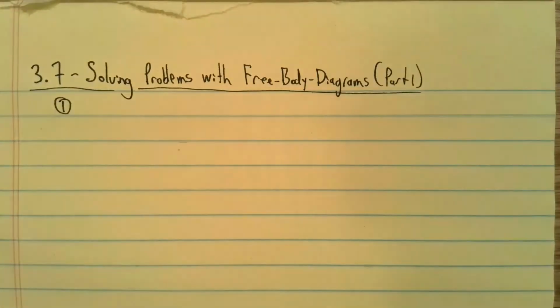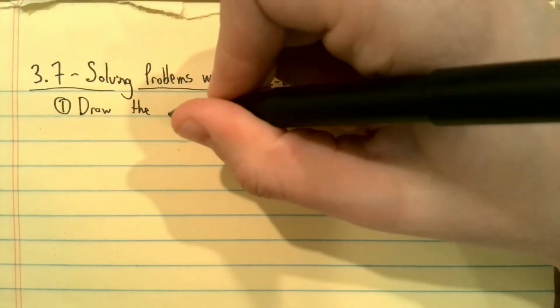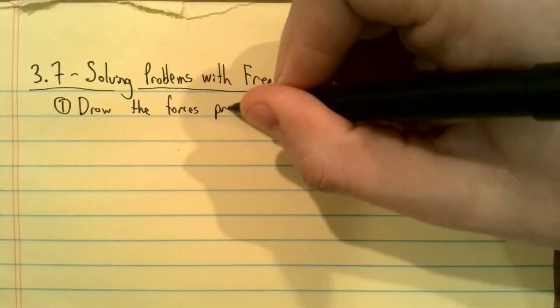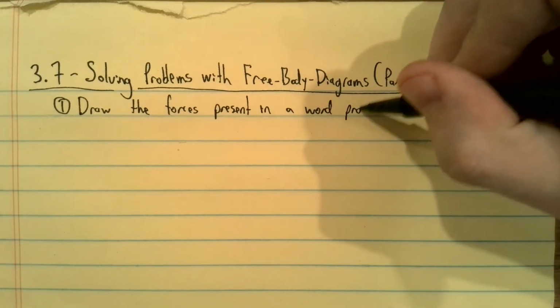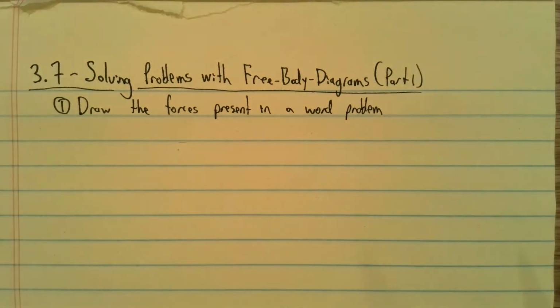First, you've got to draw the free body diagram. You need to draw the forces present in a word problem. So when I give you a word problem, you have to figure out, is there gravity acting on this object? Is there friction? Is the object experiencing air resistance? Is there a normal force? You have to think through all the forces we've talked about and figure out if those forces are acting on the object.